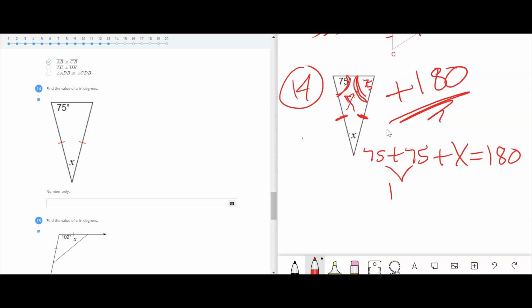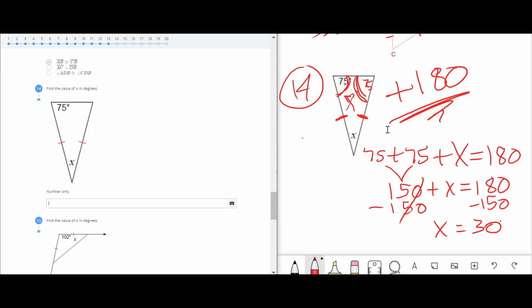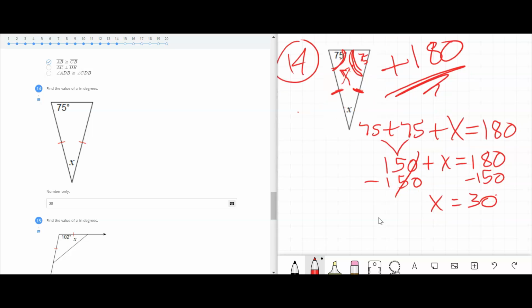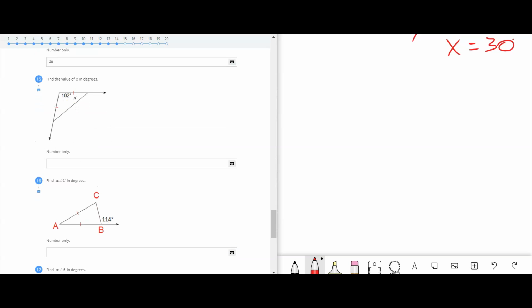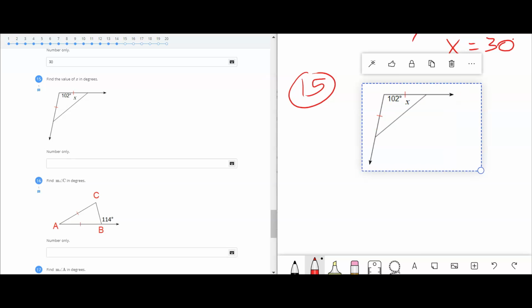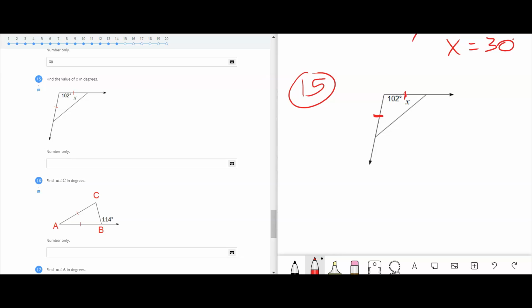Basically what you do is you add up your 75s. I got 150. My last step to get rid of that 150 is to subtract. And x gives me 30 degrees. So again, two equal sides means two equal angles. Solve it for x. All right. Number 15. Let's see if this might be a little bit similar. One's similar, but a little different. So check it out. If this and this are congruent, if that's x, that means that's also going to be x.